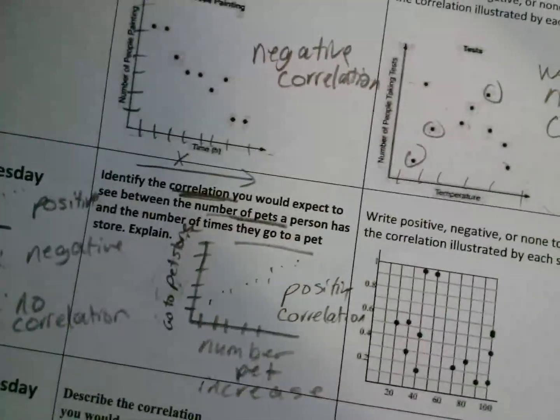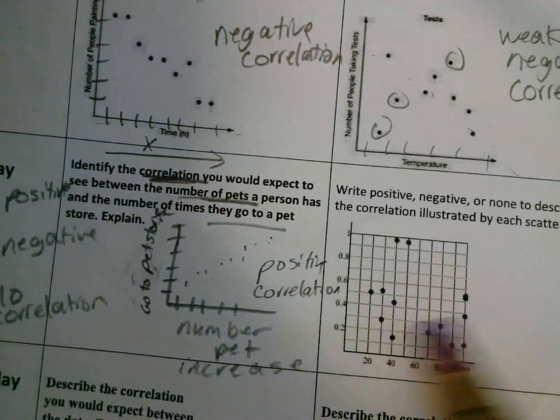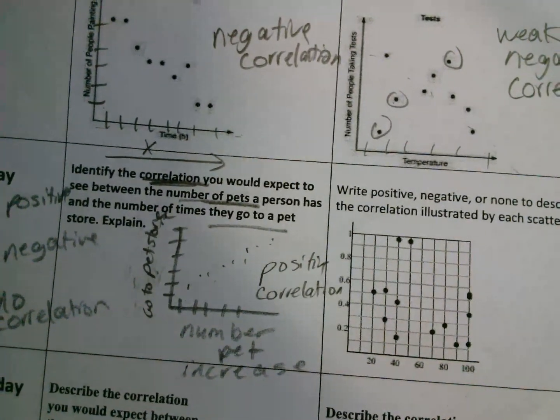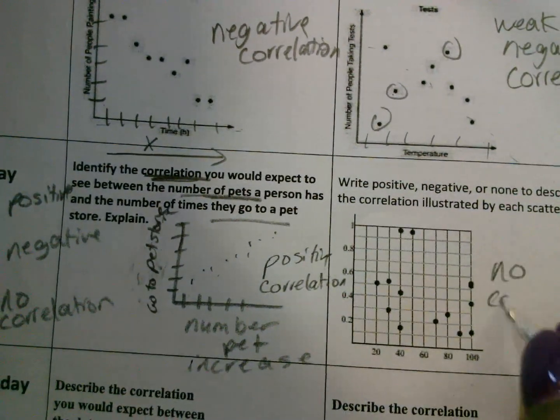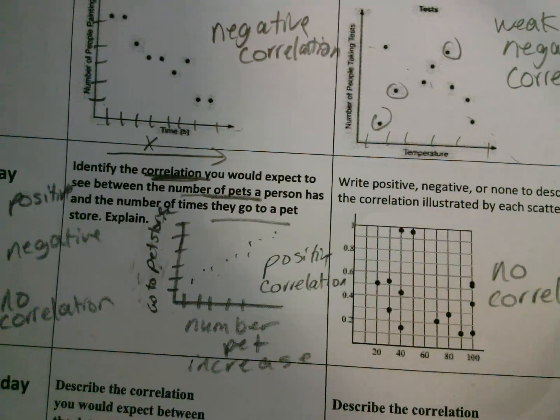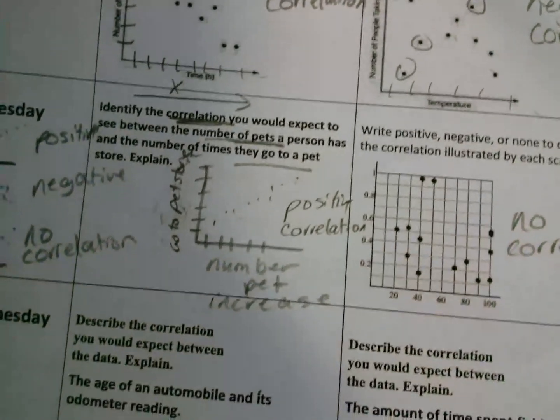Go to pet store. I need to write that. Go to pet store. Okay. All right. What kind of correlation is this? No correlation. This is a no correlation because the points are everywhere.